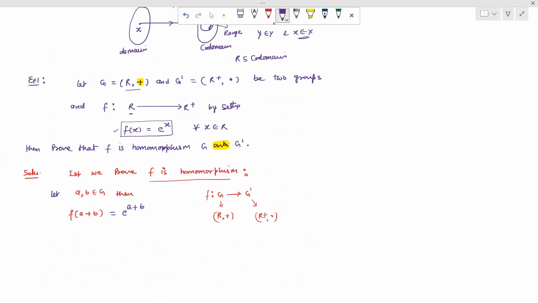So f, when x is replaced by a + b. Now this can be written as e raised to the power a into e raised to the power b. We have the property that when we write separately, this can be written as e^a into e^b. Now using the definition of the function, e raised to the power x can be written as f(x). So e^a can be written as f(a) and e^b can be written as f(b). So f(a + b) can be written as f(a) into f(b).